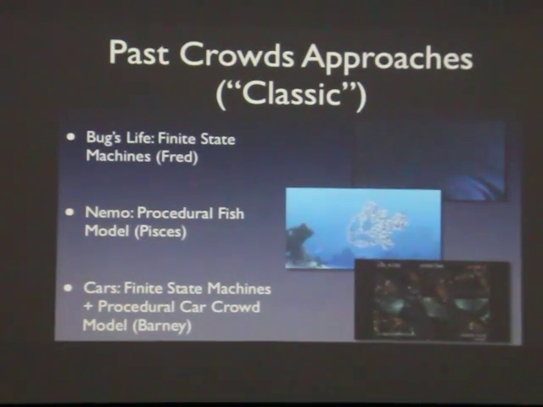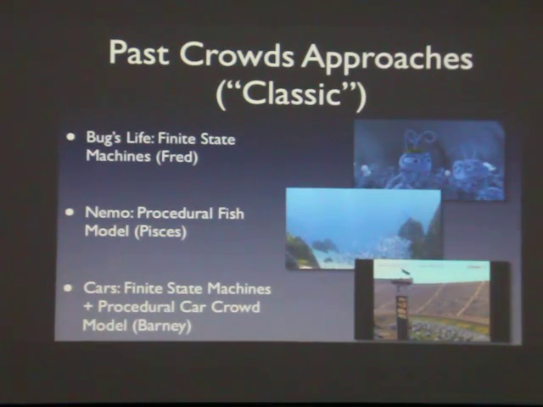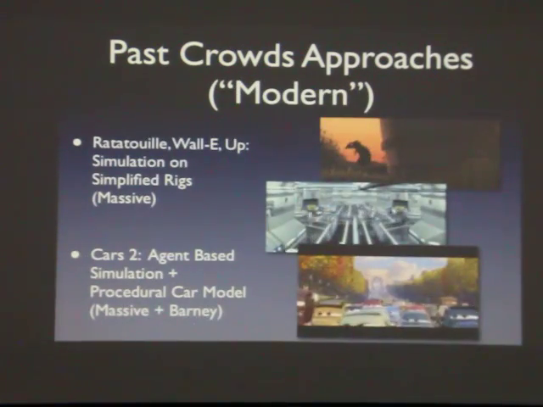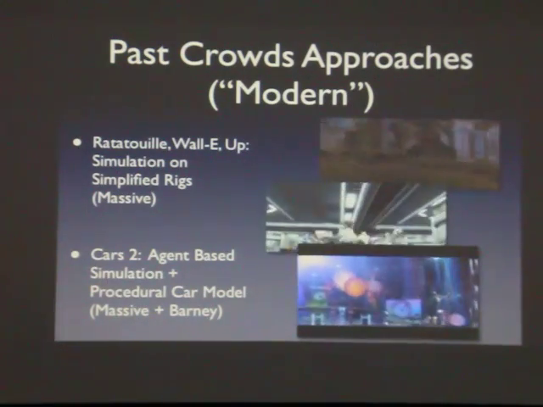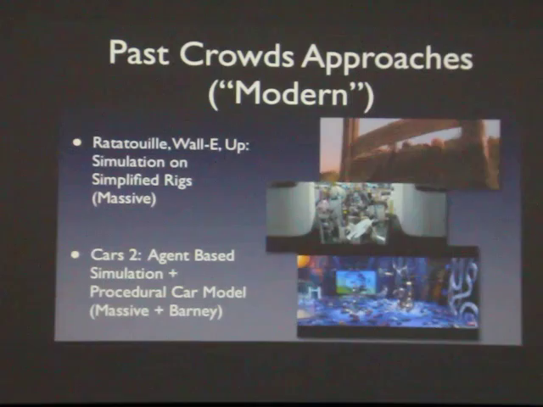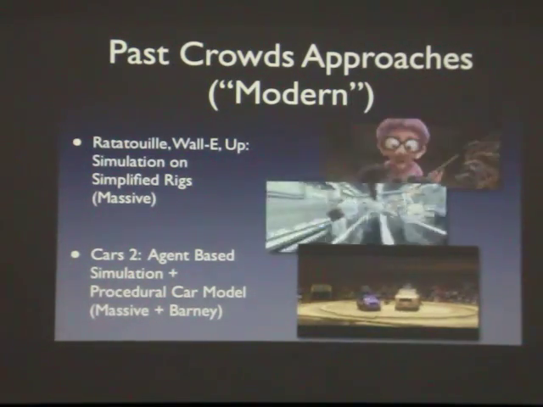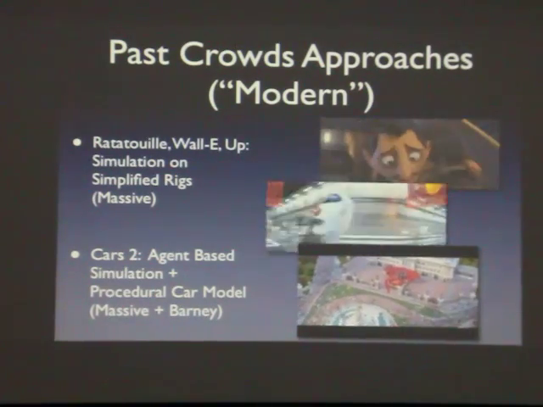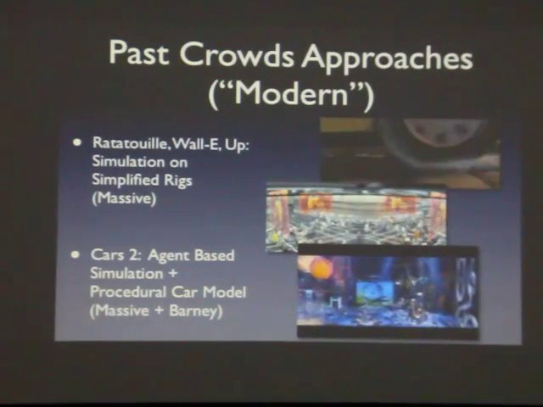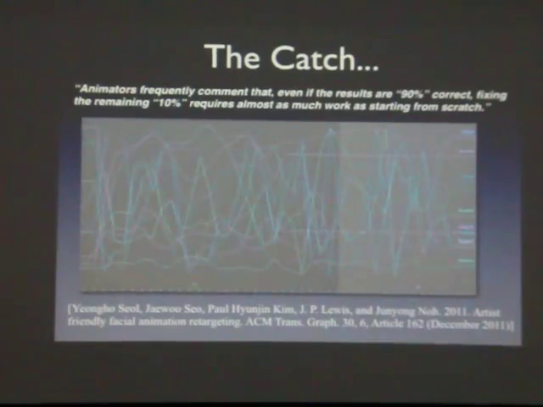We call that Pisces. And again, we had finite state machines for stuff on cars. Those are sort of the classic approaches, often done in games. The more modern crowd approaches we did, like on Ratatouille, Wall-E, and Cars 2, we used agent-based simulation, like done in Massive, where you're doing more like robotics to get the job done. Now, while the modern approaches can allow some of the most flexibility and power in what we can do, the big catch is what comes out the other end for animators.